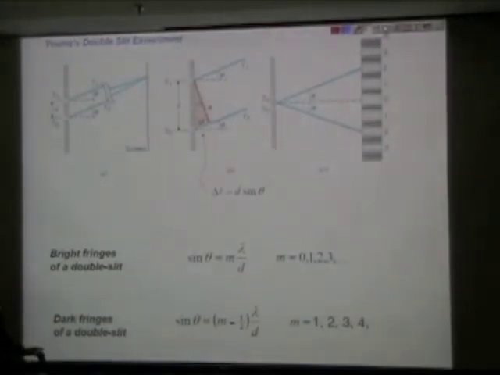Now, you see the pattern getting wider. Now, the pattern shrinks. Does it tell you what is happening to this distance? What do we need to do to make it wider? Do we have to make the slits closer or further? Just take a look at this equation.